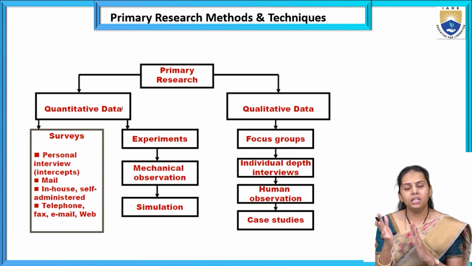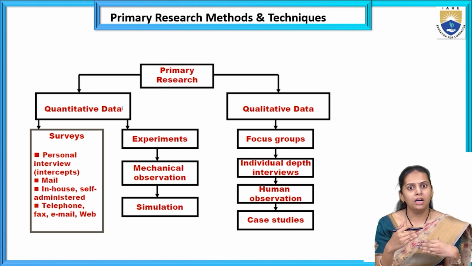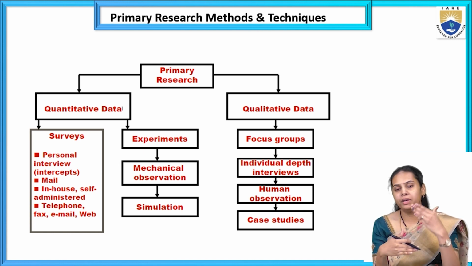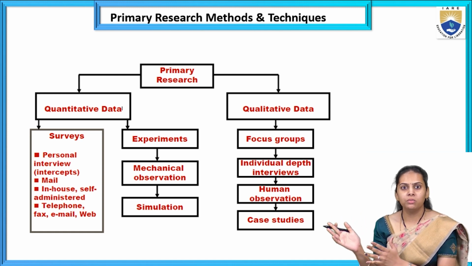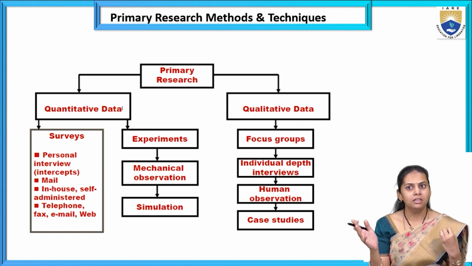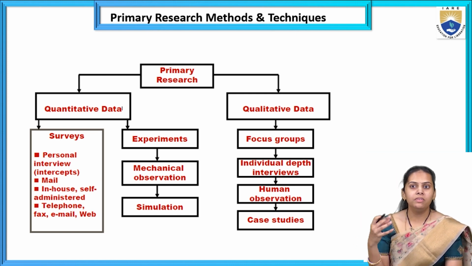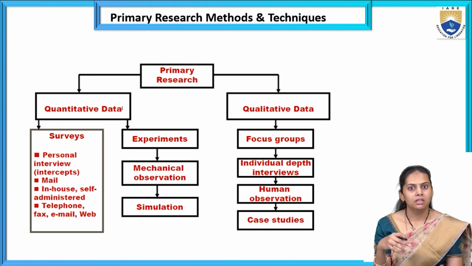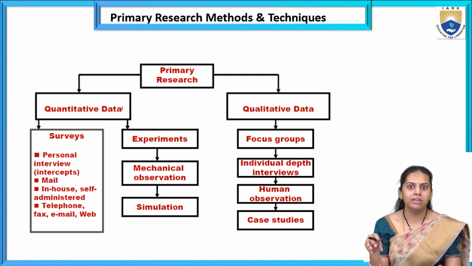Because in qualitative data research, the primary research impact of qualitative data is directly applied in real time on particular focus groups. Through focus groups we are observing, collecting the primary data and doing the research on it, or through individual in-depth interviews, sometimes with human observation, and sometimes with different types of case studies on the relevant topic.